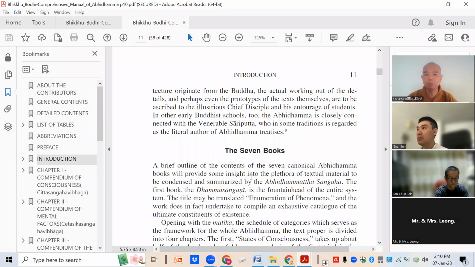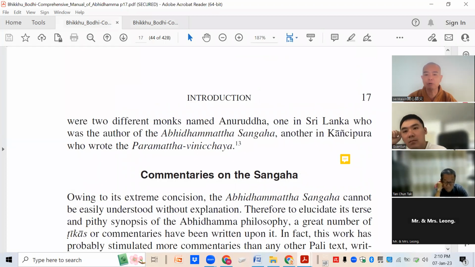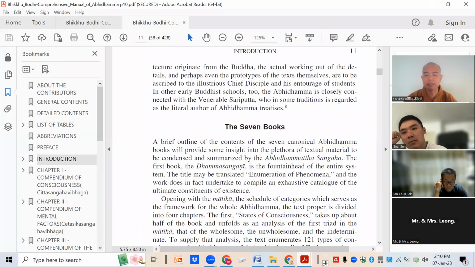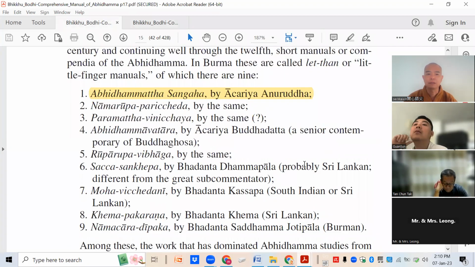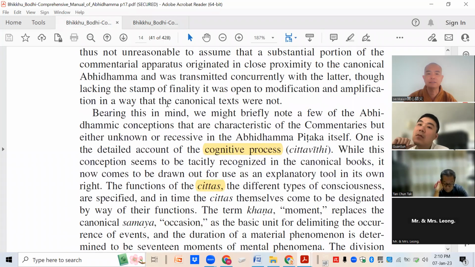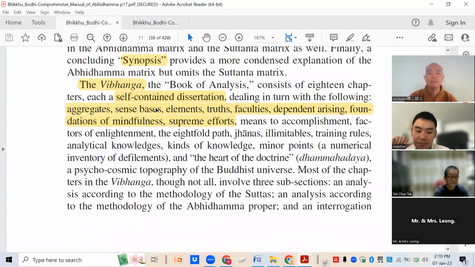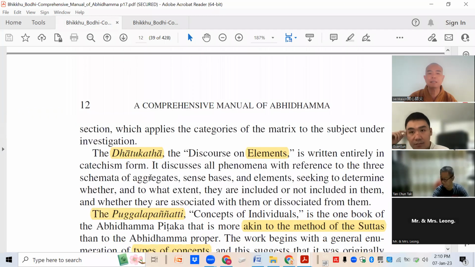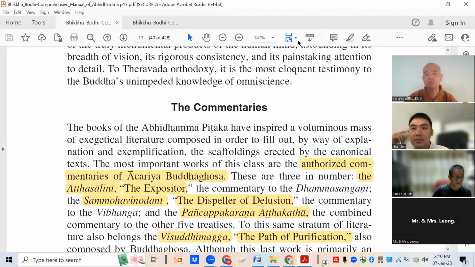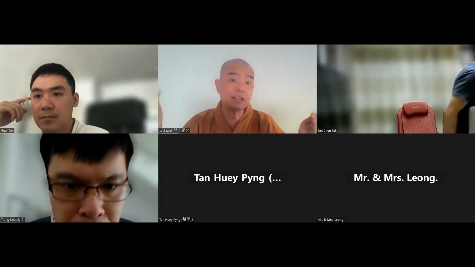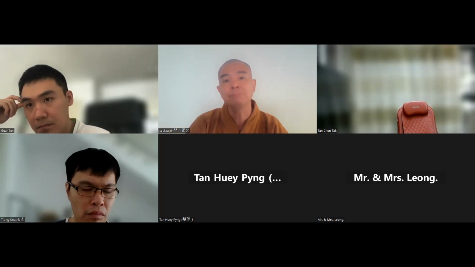Then next, the origin of the Abhidhamma. Now we come to the seven books. As we mentioned, we have seven books of the Abhidhamma, and here are their names: the Vibhanga, the Dhammasangani, Dhatukatha, Puggalapaññatti, and so on, totally seven books. Now the question is, the seven books of the Abhidhamma are quite hard to understand, so there are commentaries, written by the Buddha's disciples.